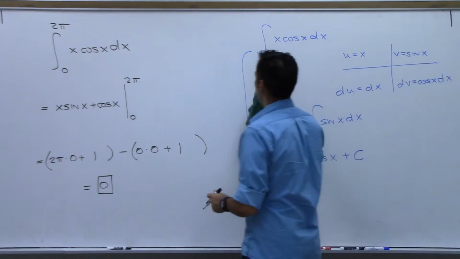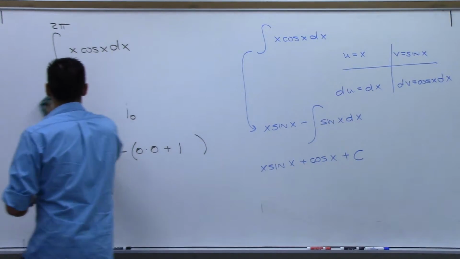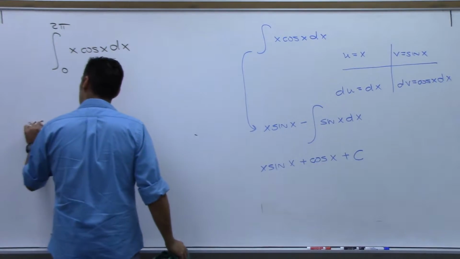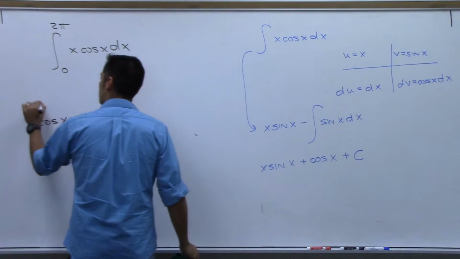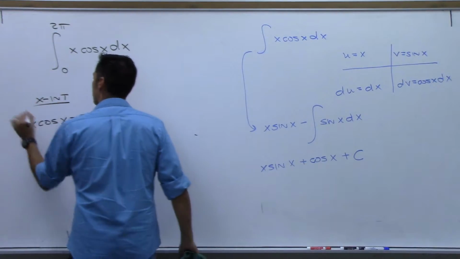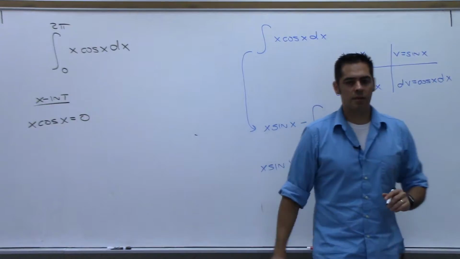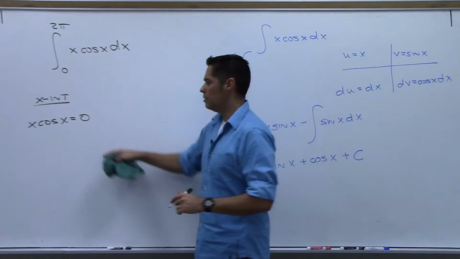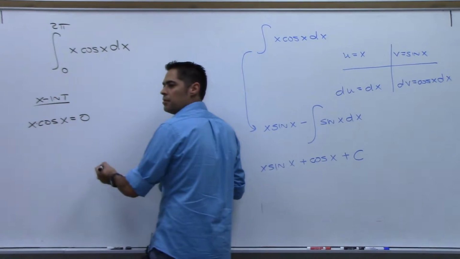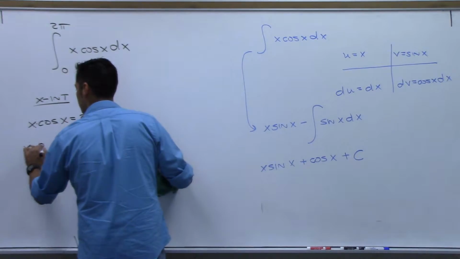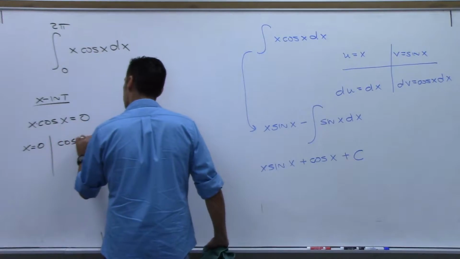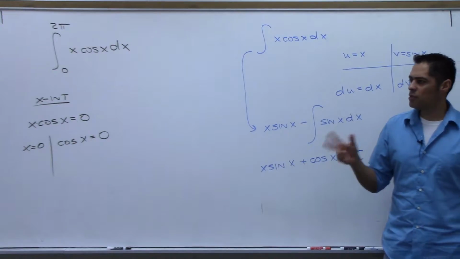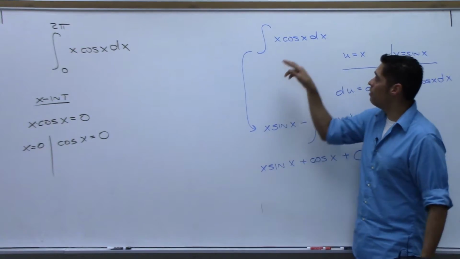So what I'd like to do is visit the concept of figuring out when x cosine x would be 0. These would correspond to the x-intercepts of that function. So that's a trig equation. What makes this equation true? You have multiplication here, so you can just split this up. x is 0 is one answer, and cosine x is 0 is the other answer. And I'm only looking for solutions between 0 and 2 pi.